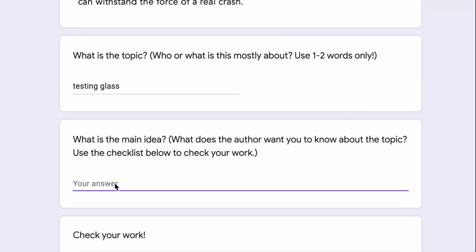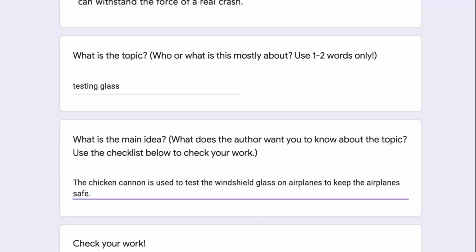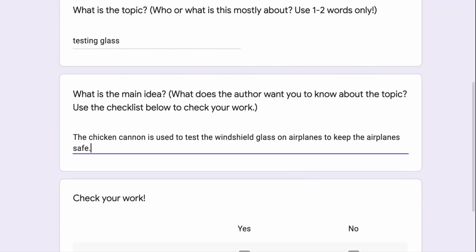So I'm going to say the chicken cannon is used to test the glass on airplanes to keep the airplanes safe. And I think I want to add here, because it's not just any glass, it's the windshield glass. The chicken cannon is used to test the windshield glass on airplanes to keep the airplane safe.